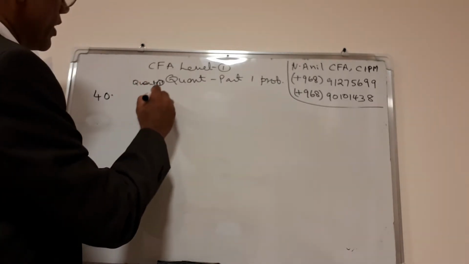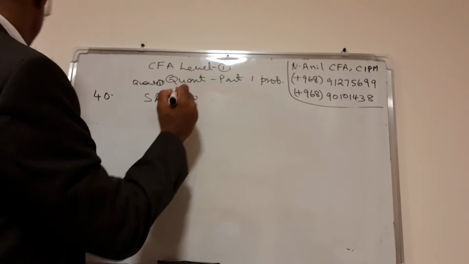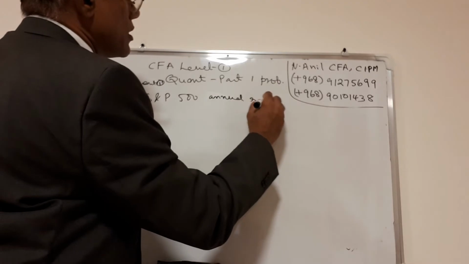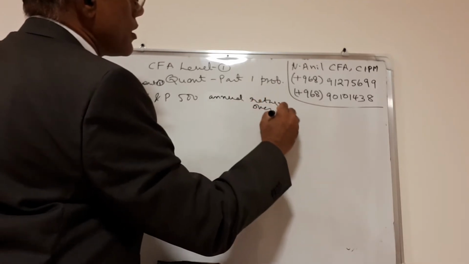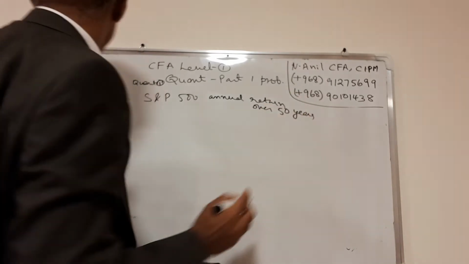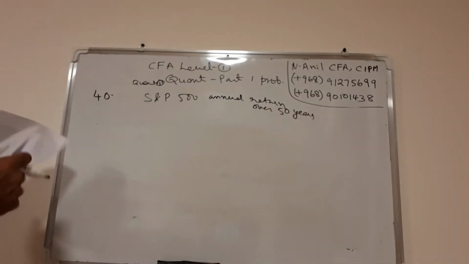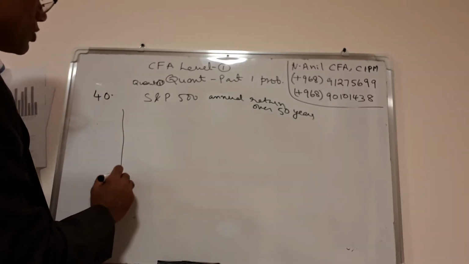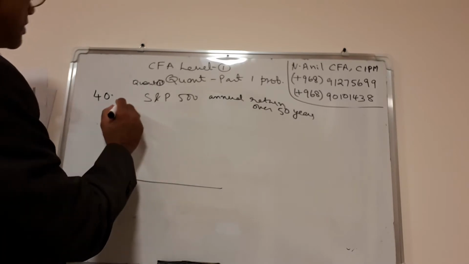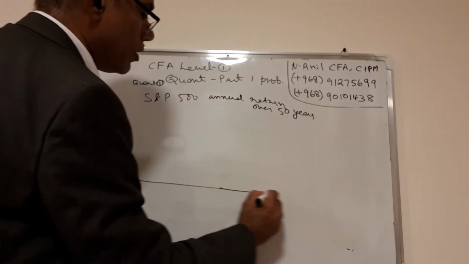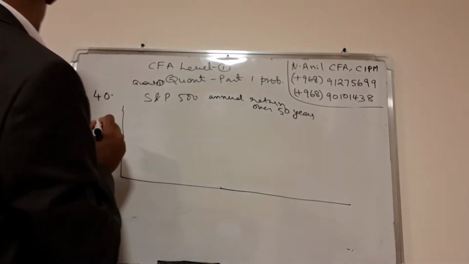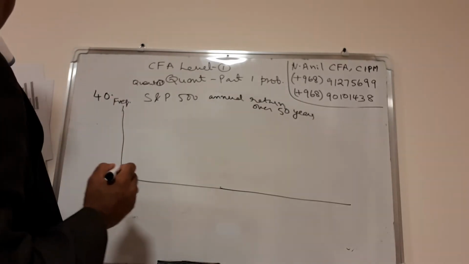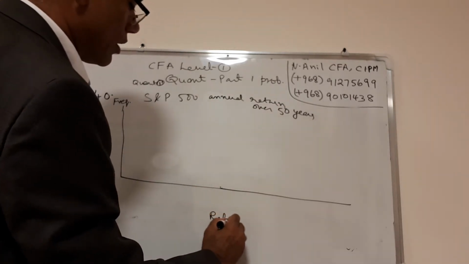This is S&P 500 annual return over 50 years. So this is a frequency distribution. This is a histogram. This is quite long actually in this case. So here it is frequency, I write as FREQ, and this is the return interval.